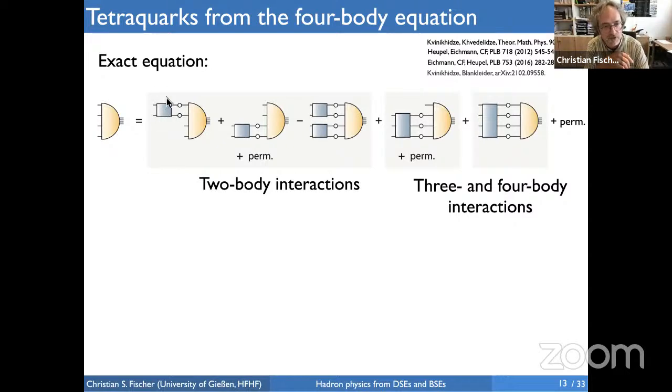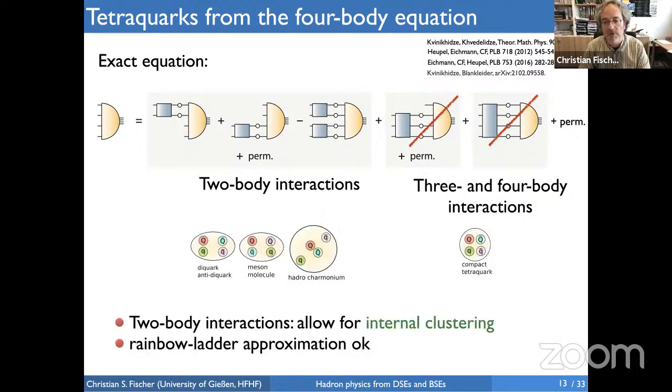So that kernel is actually the same as the one that you saw in the meson BSE. And then there are two additional terms, one that describes irreducible three-body interactions, so three of the four quarks interact with each other, and one which describes irreducible four-body interactions. Now, unfortunately, we can't do those. They are just too complicated. I will argue, however, later on that we don't need to do these.